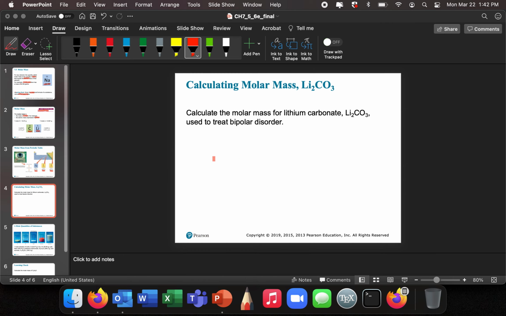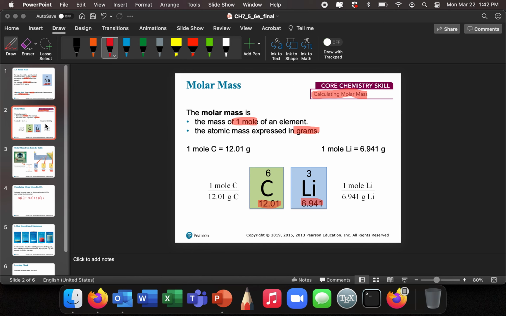Okay, so let's calculate the molar mass for lithium carbonate. The way I'm going to do this, every time I do this, I'm going to say it's 2 times lithium plus 1 times carbon plus 3 times oxygen, right, is equal to, and I'm going to go look up lithium. What was lithium? 6.941.